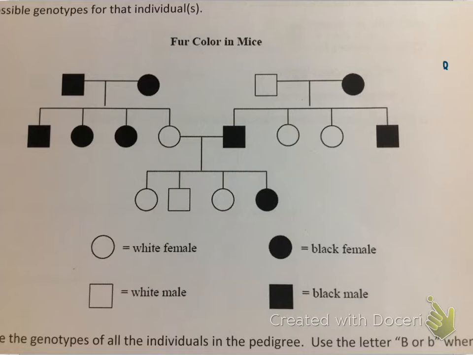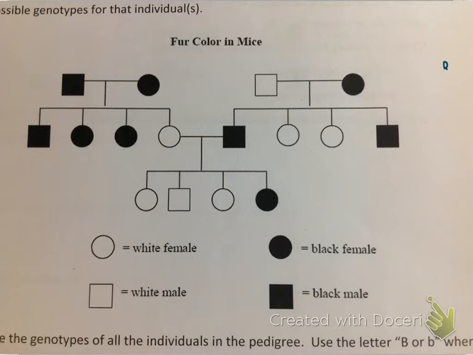All right. So if we look at the key first, we have white females, white shapes and black shapes. We have to determine which allele is dominant. We simply count the black shapes versus the white shapes, and whichever one we see more of is the dominant one. There are 1, 2, 3, 4, 5, 6, 7, 8, 9 black shapes, and only 7 white shapes. So we're going to say that black is dominant, white is recessive.